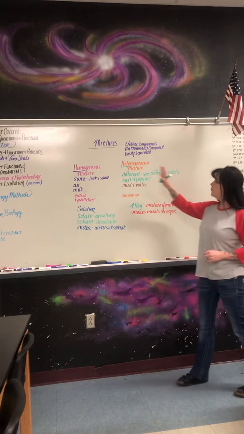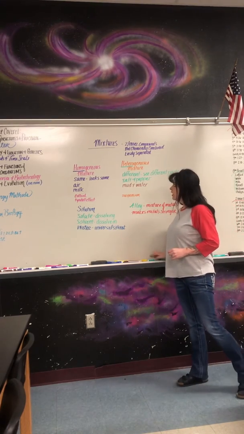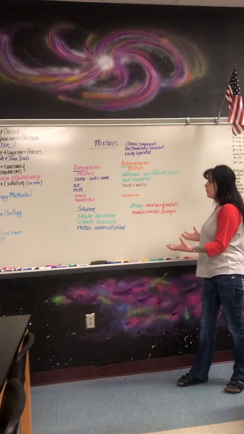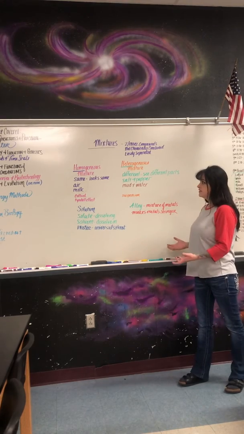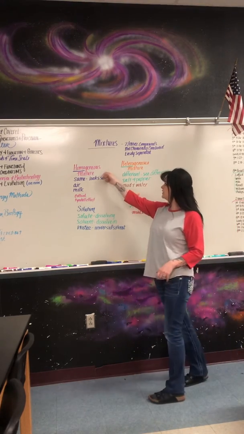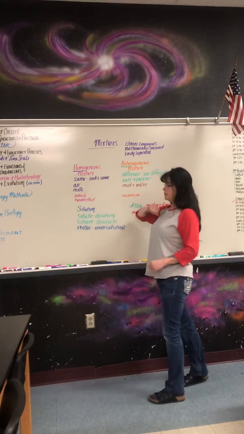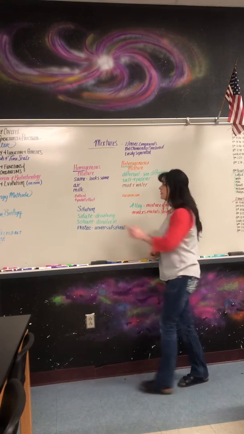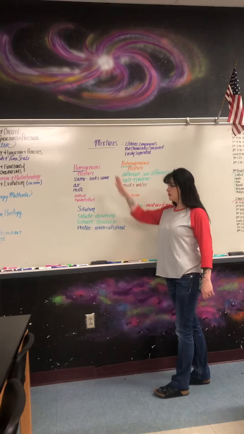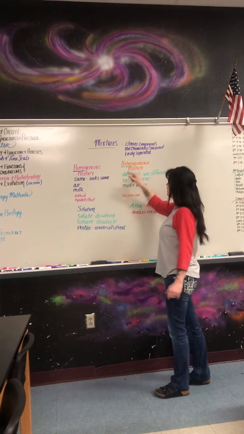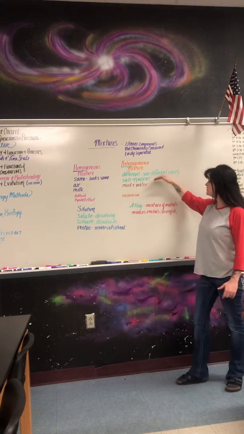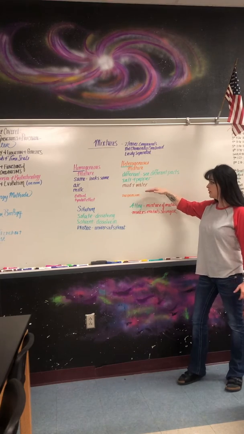Okay, so if we go back to our essential question, how do I know what mixture it is? Okay, so the main two types of mixtures, homogeneous, heterogeneous. We break it down with the Latin root. Homo means same, so it looks the same throughout. Air, milk. Hetero means different, so you see the different parts. It'd be like salt and pepper, mud and water.